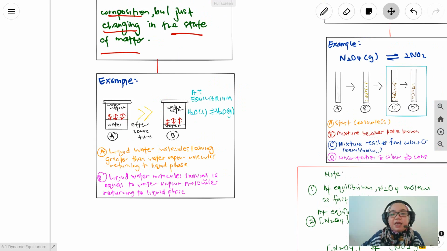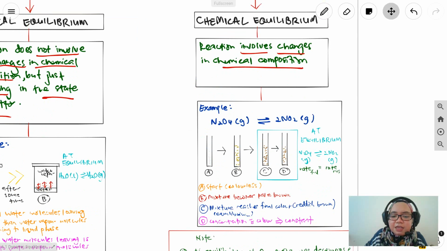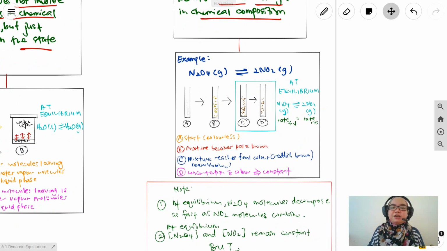So now, what is chemical equilibrium? Chemical equilibrium is a reaction that involves changes in chemical composition, such as colors, such as the concentration changes. So now let's look at the example of this reaction. N2O4 gas decomposes into 2NO2 gas. If we look at the diagram here, at A, this is the start of the reaction. So the color of the gas is colorless.